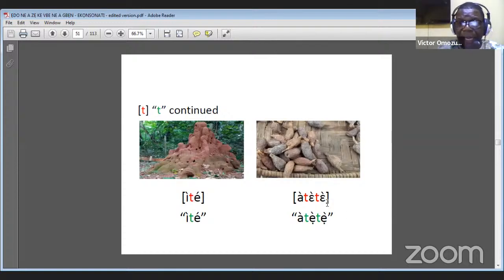And then atete. Atete is a kind of tray made of straw. You see the head that is placed on the atete in the market there. That round stuff there is the atete. It's a straw tray.